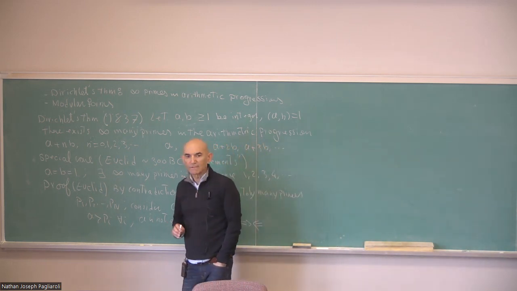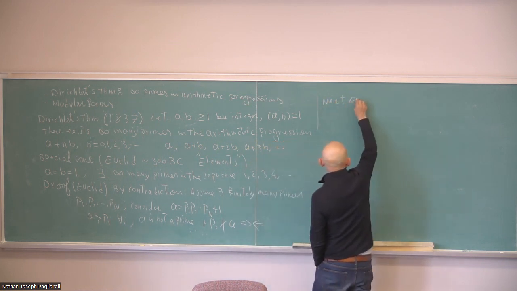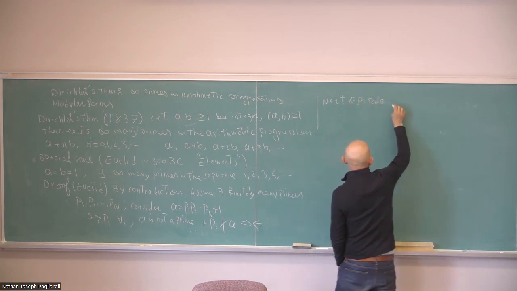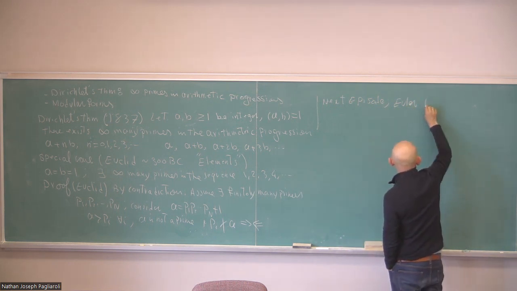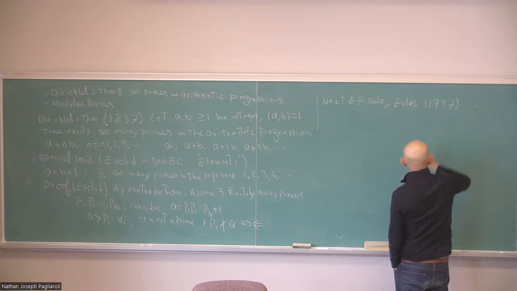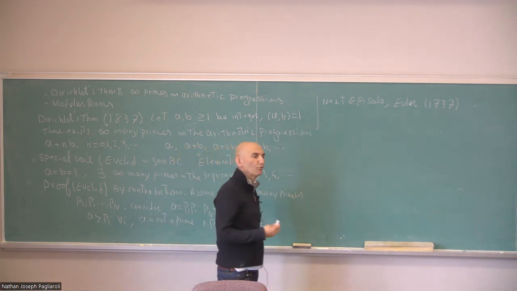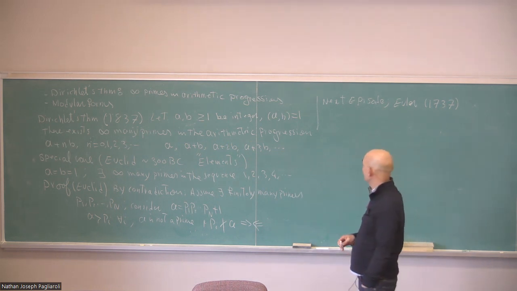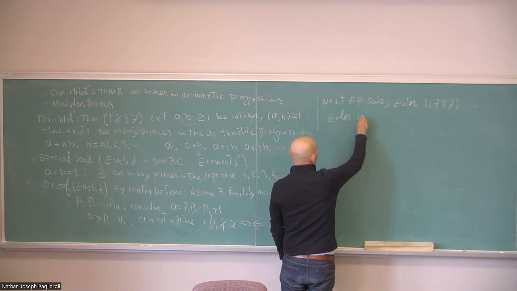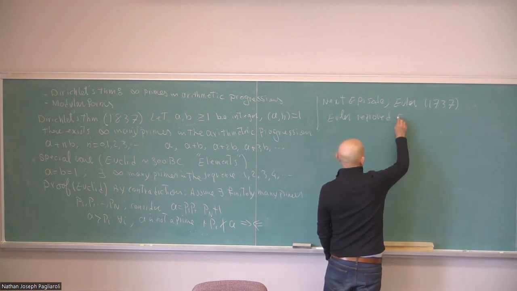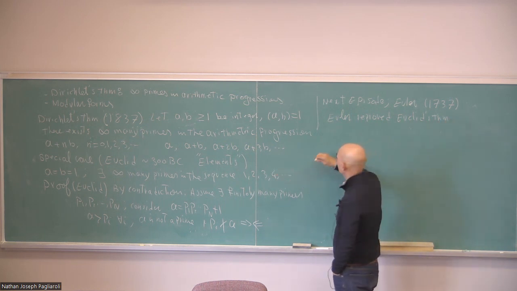Then Euler entered the scene. So this is the next episode, really. Euler wrote this famous paper around 1737. Euler also proved that there are infinitely many primes, but proved much more. Let me tell you how Euler proved this. Euler reproved Euclid's theorem with a totally new technique.